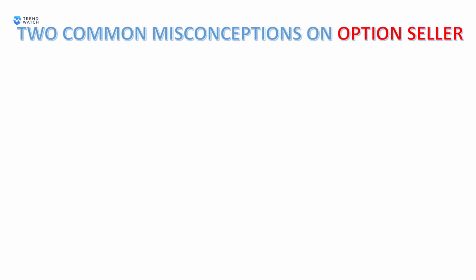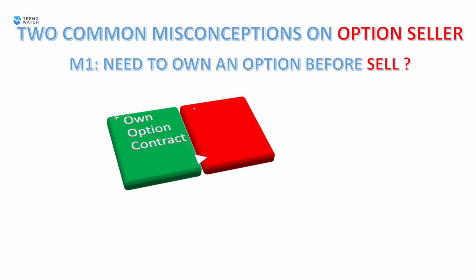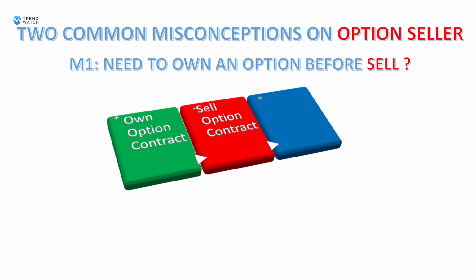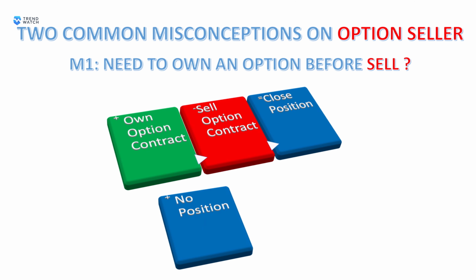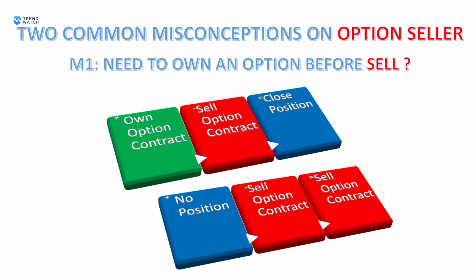Beginners often hold two common misconceptions about option sellers. Many people believe they must own an option contract before they can sell it. This is a misconception. When you sell an option contract that you already own, you are actually closing out your position, not selling a new option. Selling an option contract refers to the act of offering one you do not own.